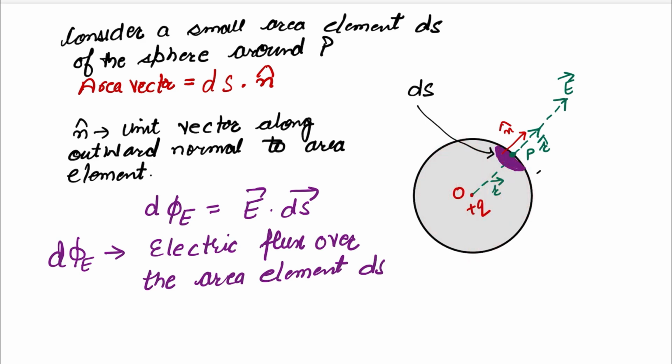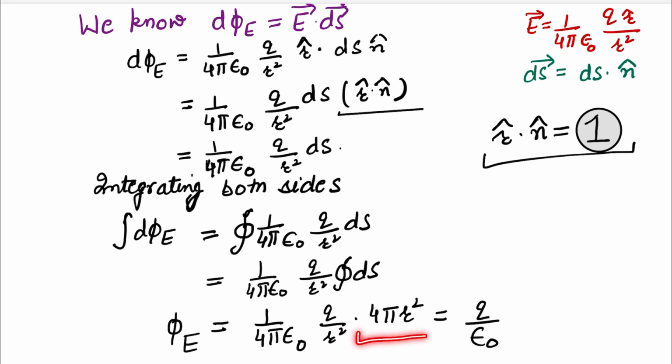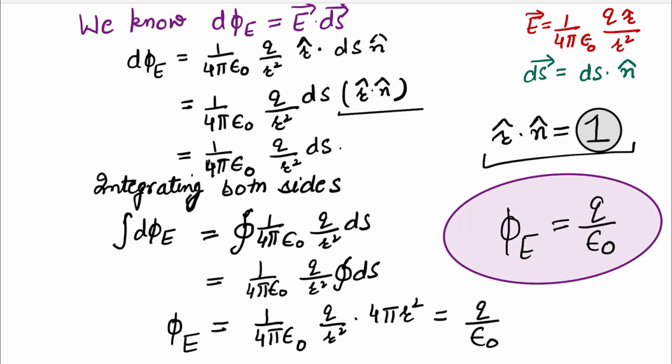And the total surface area of this sphere is 4 pi r square. We substitute the things. 4 pi and 4 pi will cancel out. r square and r square will cancel out. So you are left with phi E is equal to q upon epsilon naught, where q is the charge which is placed inside the surface of the sphere, right? So it proves the Gauss theorem that the total electric flux is equal to the charge contained inside the surface S divided by epsilon naught.